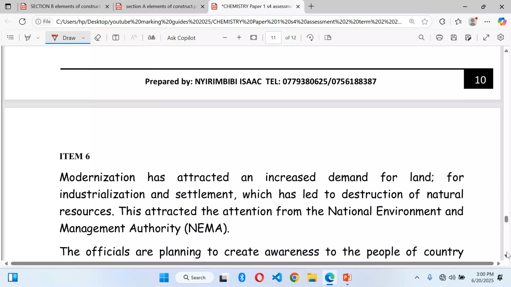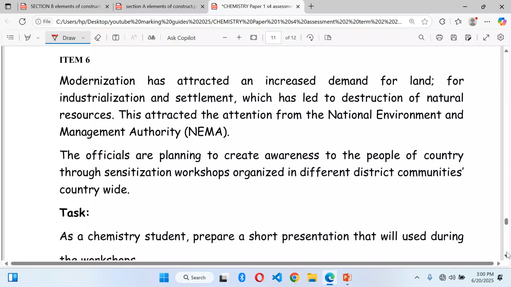Okay, let's look at the last one, item 6. We are going to go through it very fast, a very short one. It says modernization has attracted an increased demand for land for industrialization, human activities, are we seeing them, and settlement.